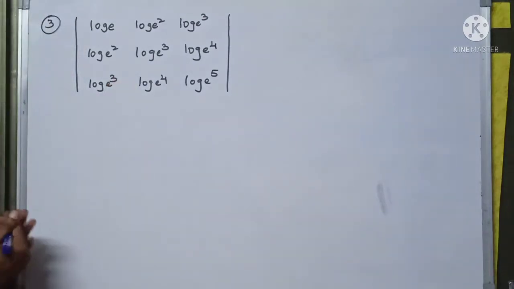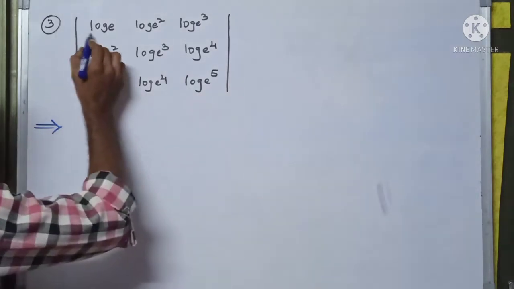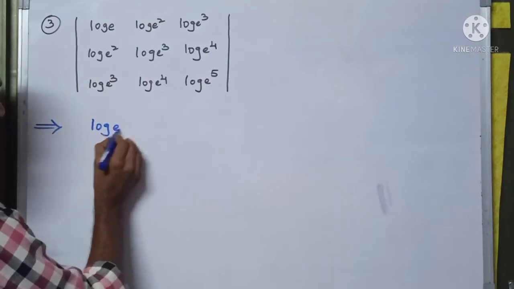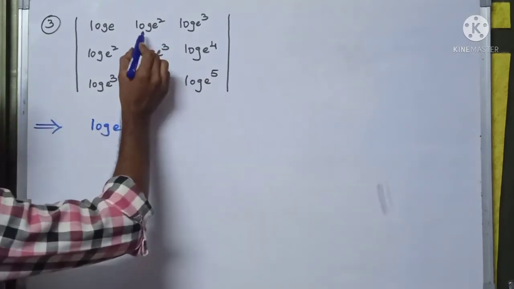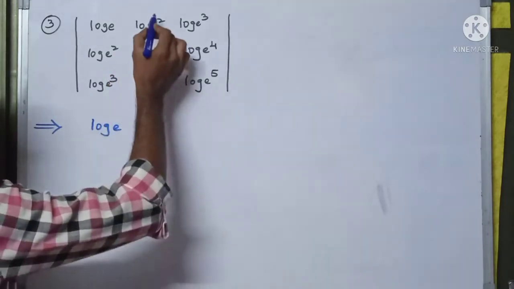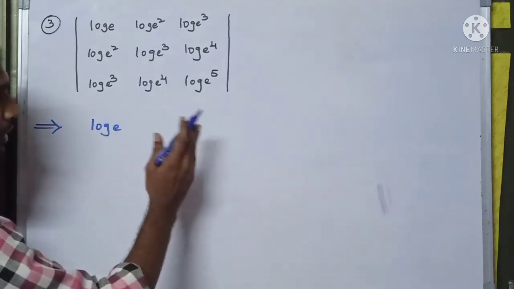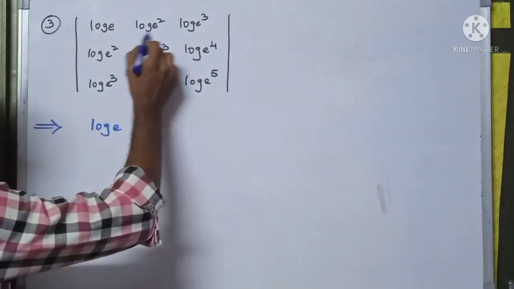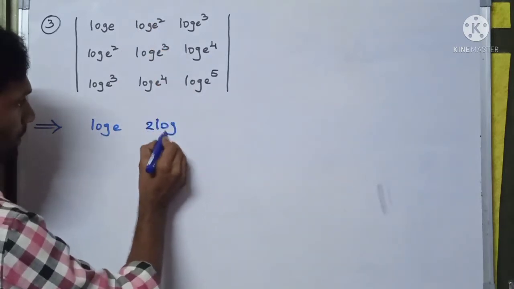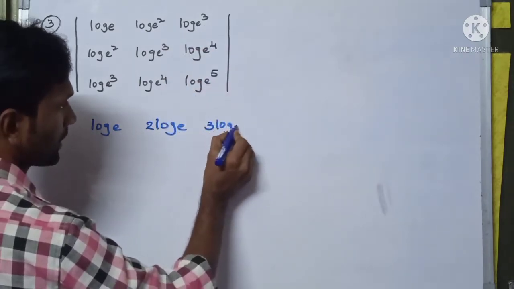Come to the given determinant. Write the elements of the first row. Each element is in the form of log a to the power m. What is the formula of log a to the power m? It is m into log a. So log e square is 2 into log e, and log e cube is 3 into log e.